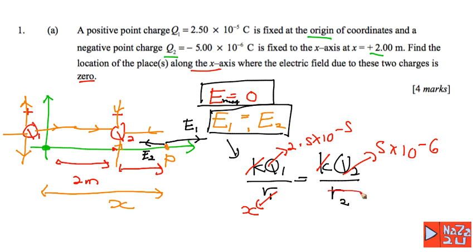This is X minus 2, the distance here, where 2 meters is the separation. So now if you use the calculation here, because K is constant, you can find the value of X. If you use the calculator, X is 1.62 meters. Thank you.